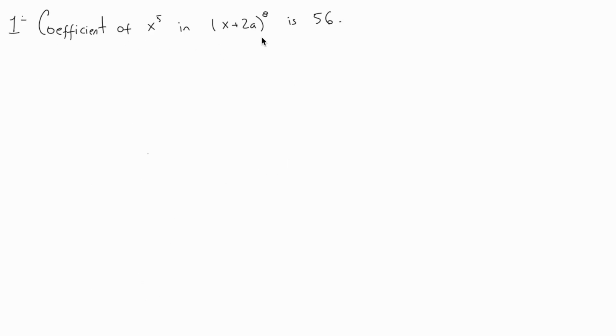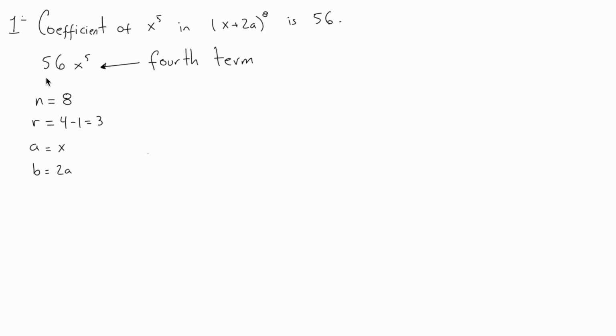In the first problem, I am telling you that the coefficient of x to the power of 5 is 56. So, with this information, I know that 56 x fifth is a term in this expansion. And which term? How can I find a term using the formula?